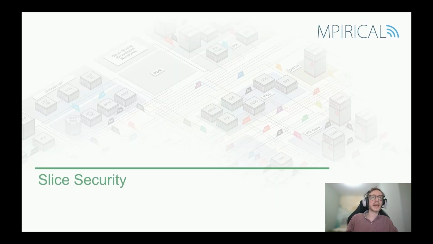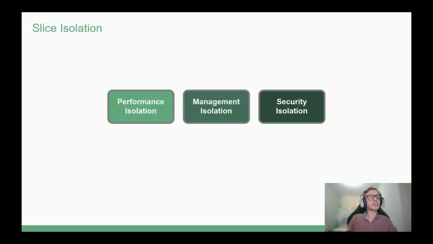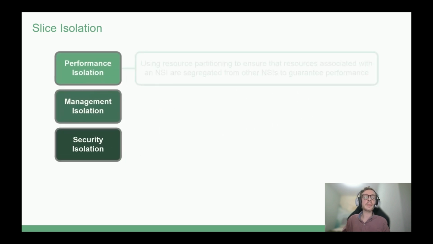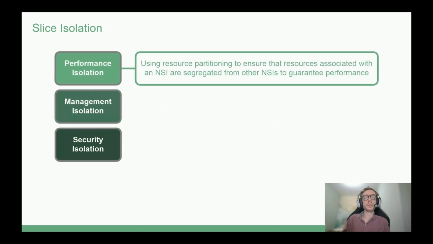Now, we have a little bit of a section here on slice security, and it's specifically on slice isolation. We have three different types of slice isolation that exist. It's not just specifically security. We've got performance isolation. So a network slice customer may want an isolated slice so that they know and ensure that the resources they're utilizing are going to provide a guaranteed level of performance. If they're sharing a network slice with another company or another service, there may be issues there with a guaranteed performance. We also have management isolation.